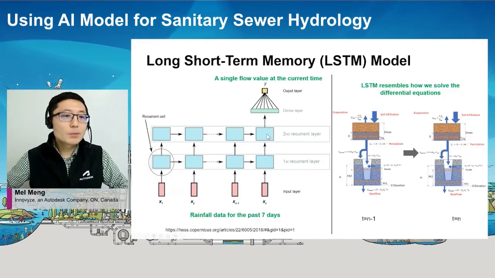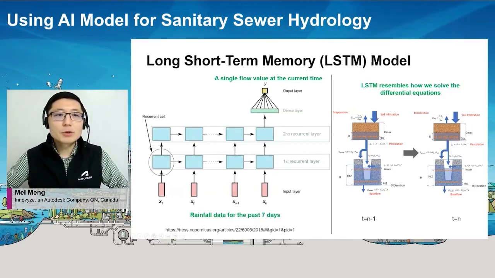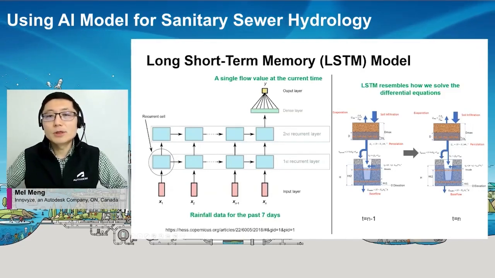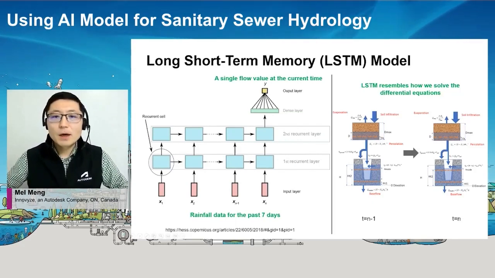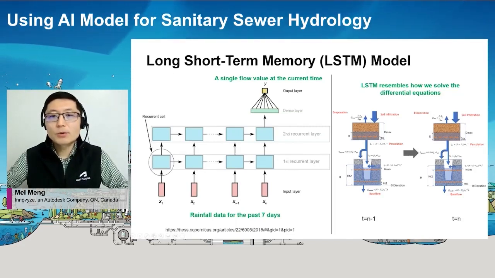You might find it a little hard to understand why it's doing it this way. To help you understand, I'll show you this structure is actually very similar to how we solve differential equations. Here's the example I gave. This is a diagram of groundwater infiltration in InfoWorks ICM. Here is a soil water store, and here is a groundwater store. You have soil infiltration into the soil store, and then it percolates. Part of it goes into the pipe, part of it goes into the groundwater. You can see this is the pipe.